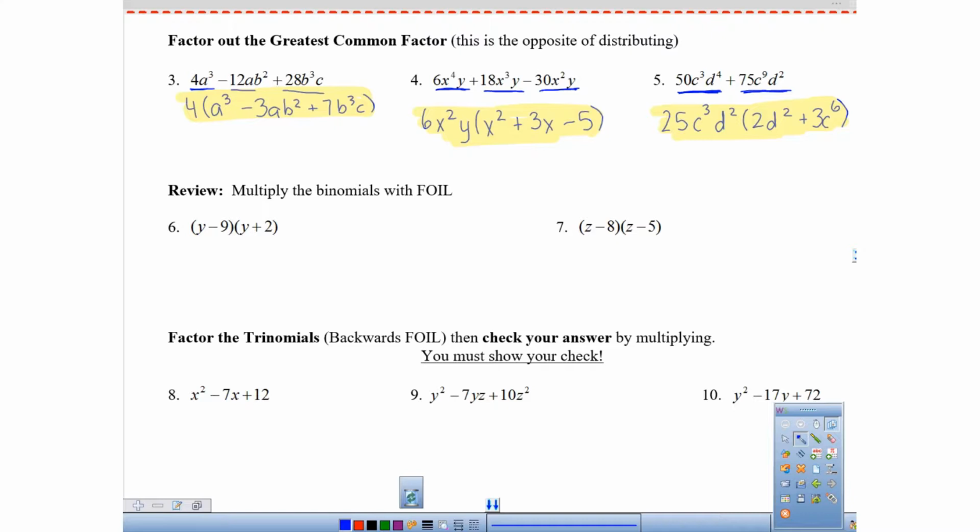Okay, we're going to do a couple of foiling problems. I know this is very simple. Why are we foiling? Because it's the opposite of factoring. So if you foiled this, guys, it would be y times y, which is y squared.